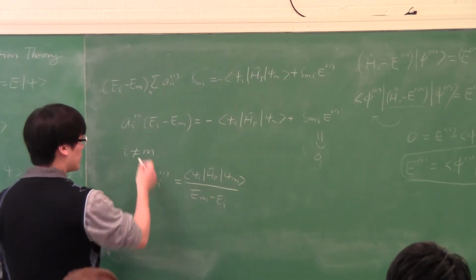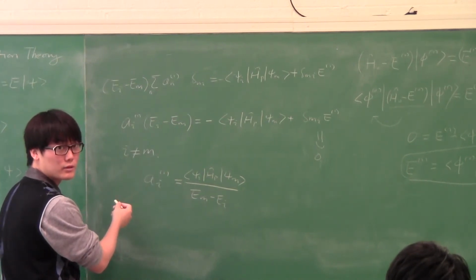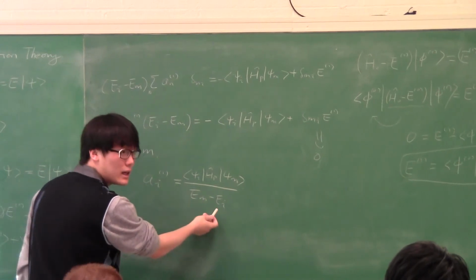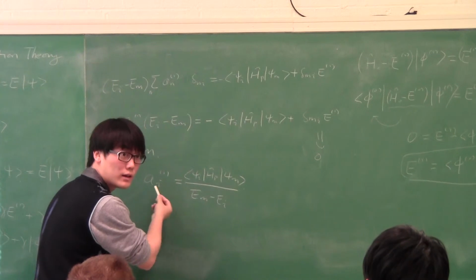So now, going from this step to this step, you can already see the problem you're going to have if you have degeneracy. Now, what if Em and Ei are the same? Then this procedure is not valid.